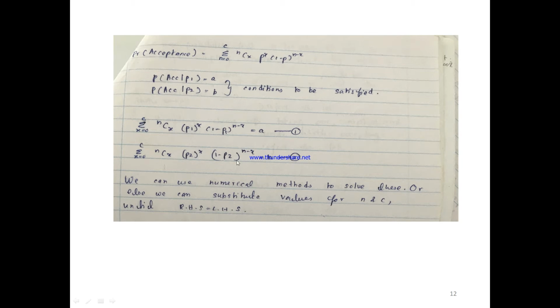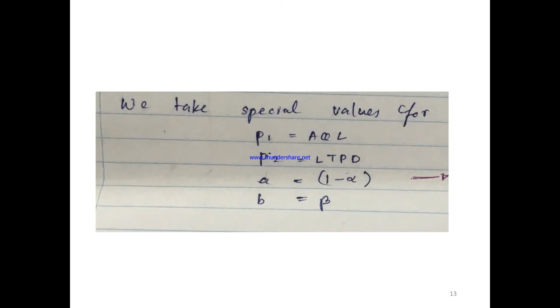But we have two equations here. So what you can do is solve these two equations using a numerical method, or you can substitute n and c values into the two equations until the right hand side and the left hand side get equal values. In that case, you can find the corresponding n value and c value for your sampling plan. But you can see this is very time consuming. So what we do here is, actually there is a graph where you can easily find the values for your single sampling plan, right?